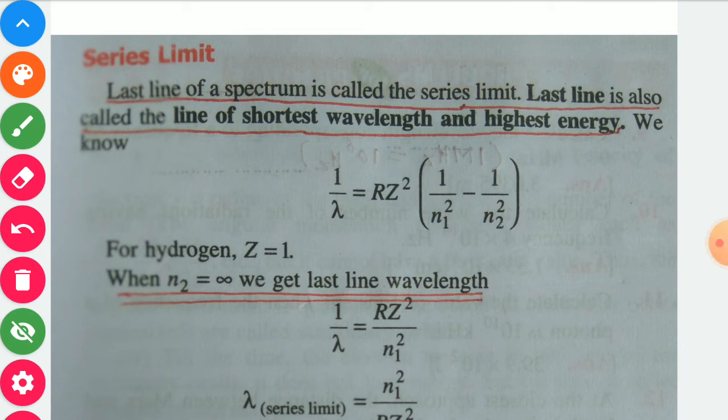Here if the n2 value is found to be infinite, it means the electron drops from the infinite shell to any other shell. At that time n2 is equal to infinity. In this condition we may write the above formula as 1 upon lambda is equal to R Z square upon n1 square.